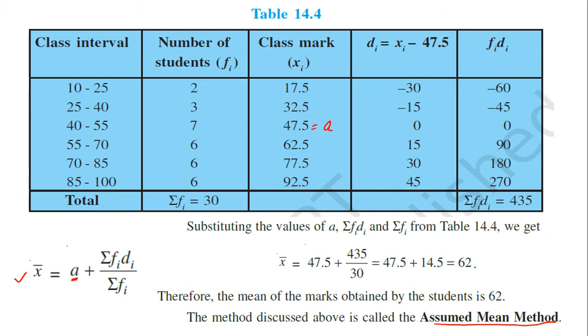You have to write it 3 times. Still not remembered, then 5 times, 10 times, 20 times. The choice is yours, depending on your grasping power. Now back to the point, this is your assumed mean. Now you have to add one more column, that is your di, and di is nothing but xi minus a. Now see here, xi minus a. So for 17.5, one minute, wait. Why are we doing this kind of thing?